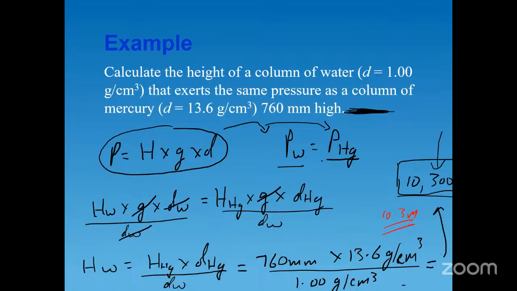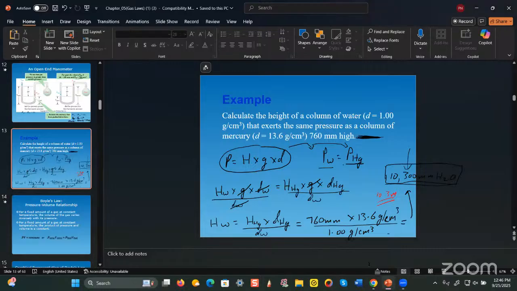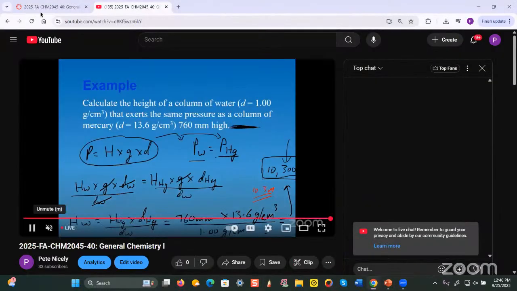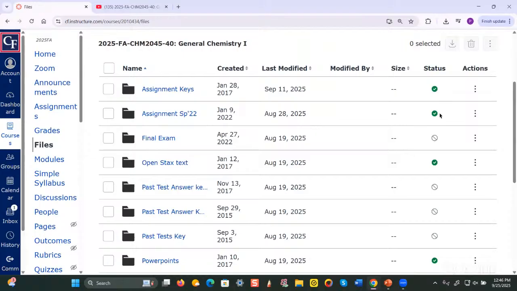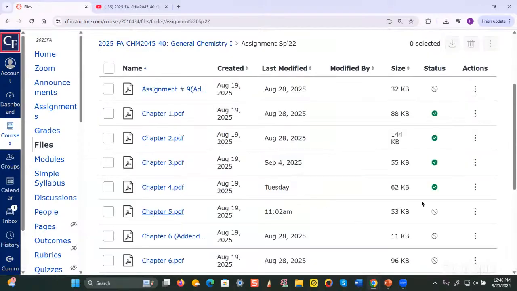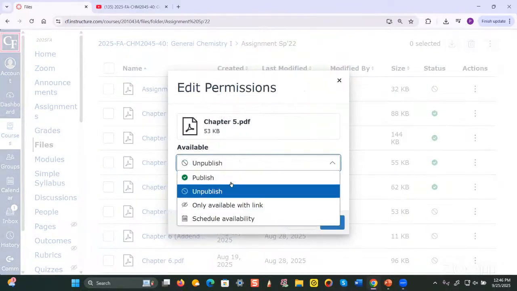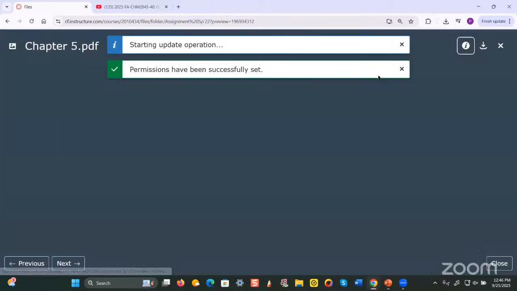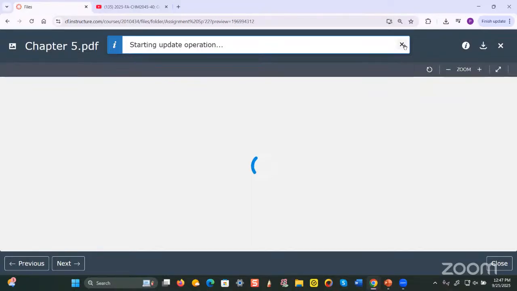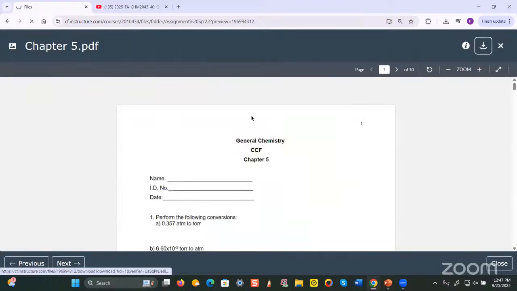Okay, so with that said, I'm going to get you started on assignment number 5. And for you guys out there on Zoom, I'm going to publish it now. So let me do this. Files, Assignment, Number 5. Okay, so it's now published for you guys out there on Zoom. So let me just open this up now and download.